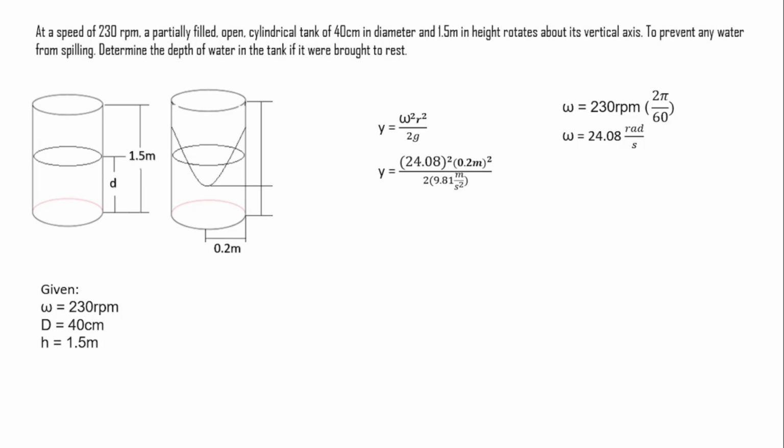Now we have y is equal to 24.08 squared times 0.2 meters, which is the radius from the diameter in meters, over 2 times 9.81 meters per second squared. Now we have y is equal to 1.18 meters. We can have 0.32 by subtracting 1.18 meters from 1.5 meters.